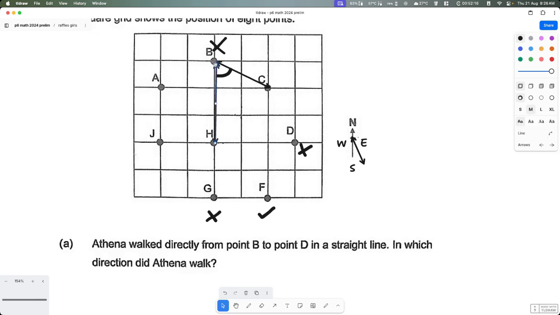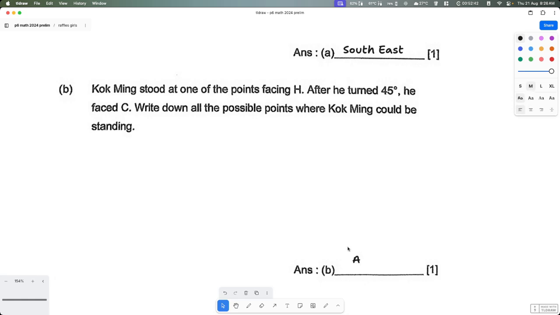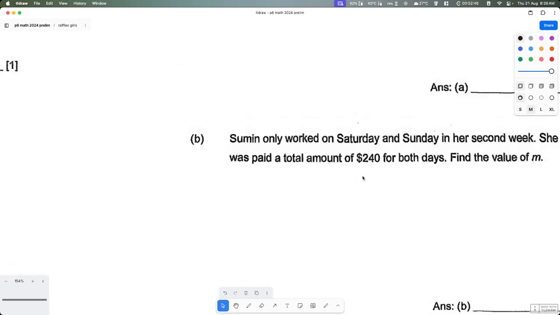Okay, let's move to A and B. Is this 45? Yes, it is. A to C is 45, so that means this is correct. Then lastly, we have H and C. Is this 45? Nope, it's not. So therefore, in this case, the answer is A and F. Right, let's move on to the next question.